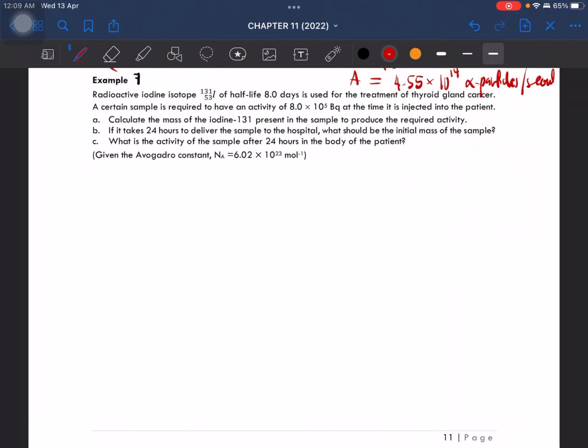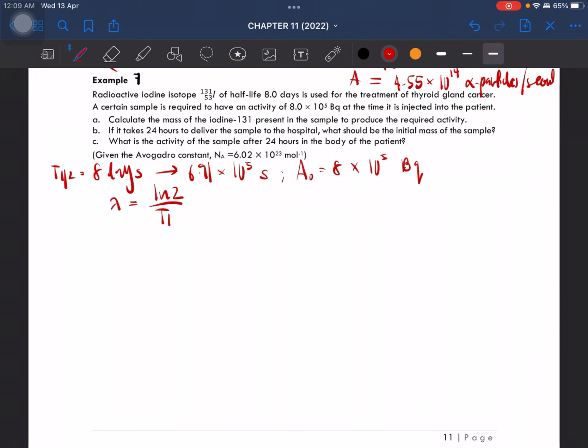Okay, the given half-life is 8 days. Convert it into seconds, and you get 6.91 times 10 to the power of 5 seconds. The initial activity is 8 times 10 to the power of 5 becquerel. We calculate the decay constant first, so that we can use it in our question. This is going to be equal to 1 times 10 to the negative 6 per second. That is the decay constant.